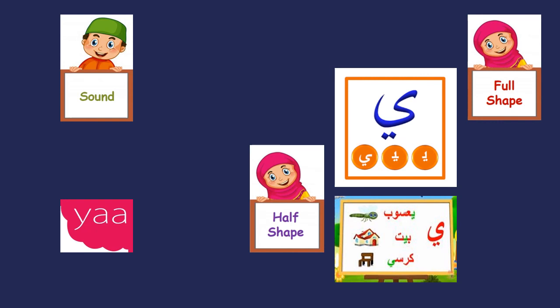Ya. This is the full shape of ya, and these are its half shapes. Ya also has three proper half shapes. When it comes at the start of the word, it looks like this, in the middle it looks like this, and at the end it looks like this. And its sound is ya. Sometimes it is also pronounced as yai.